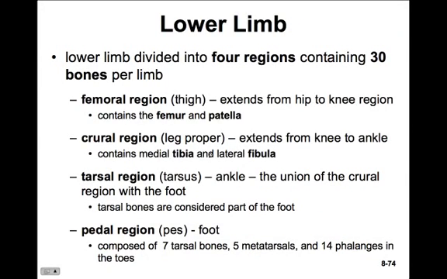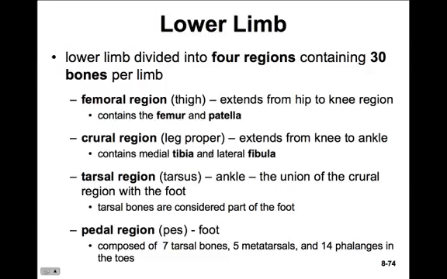Now let's move on to the lower limb. Just like the upper limb, the lower limb is divided into 4 regions, and there are 30 bones in each limb. There's the femoral region, which is the thigh. It extends from the hip to the knee. It contains 2 bones, the femur and the patella.